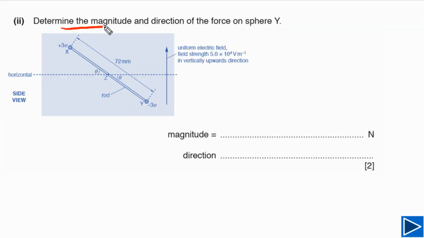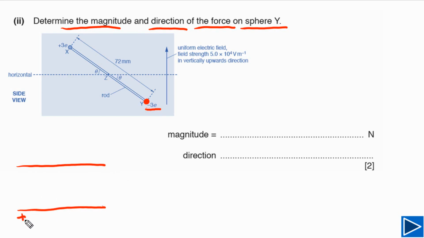For this question, we simply need to determine the magnitude and direction of the force on sphere Y. Sphere Y is connected at the end of this rod, and the charge on this sphere is negative. Let's try to understand direction of force on charges when they're placed in uniform electric field. Let's say this bottom plate is positively charged, and this top plate is negatively charged. Then the direction of electric field will be vertically upwards.